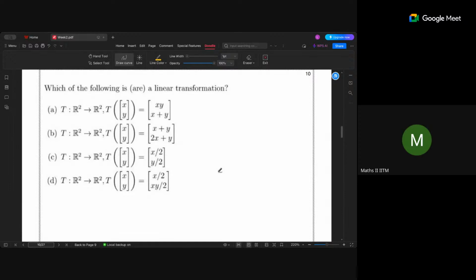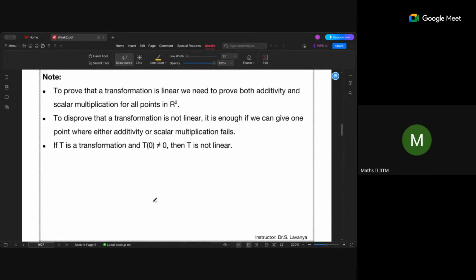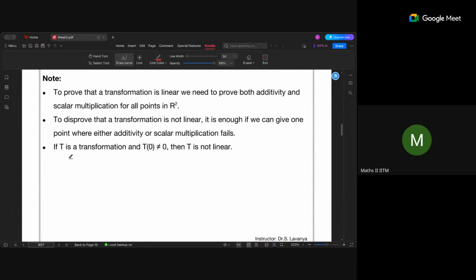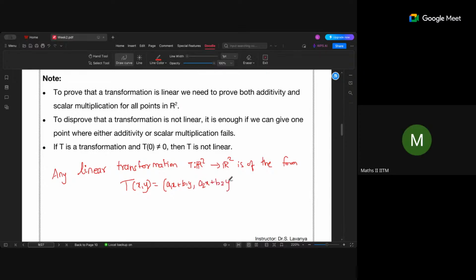Which of the following are linear transformations? We can do this, but before that, here is a hint. Everyone please note it down. Any linear transformation T from R2 to R2 is of the form T of x comma y equals a1x plus b1y comma a2x plus b2y. This is the only possible format for a linear transformation.